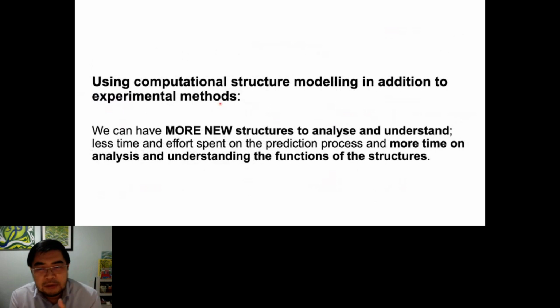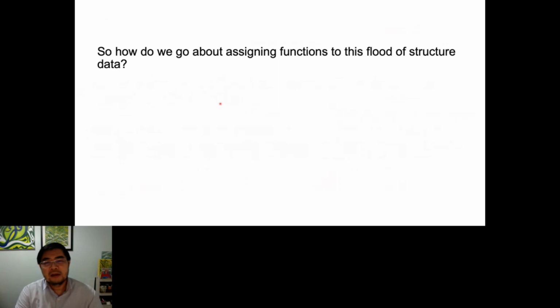Okay. So using computational structure modeling, in addition to the experimental methods, we now have more structures to analyze and understand. As a result, we are spending less time and effort on the prediction process and more time on where it matters, which is on the analysis and understanding of the functions of these structures. So we're now getting a flood of structure data. So how do we go about assigning functions to this flood of structure data?